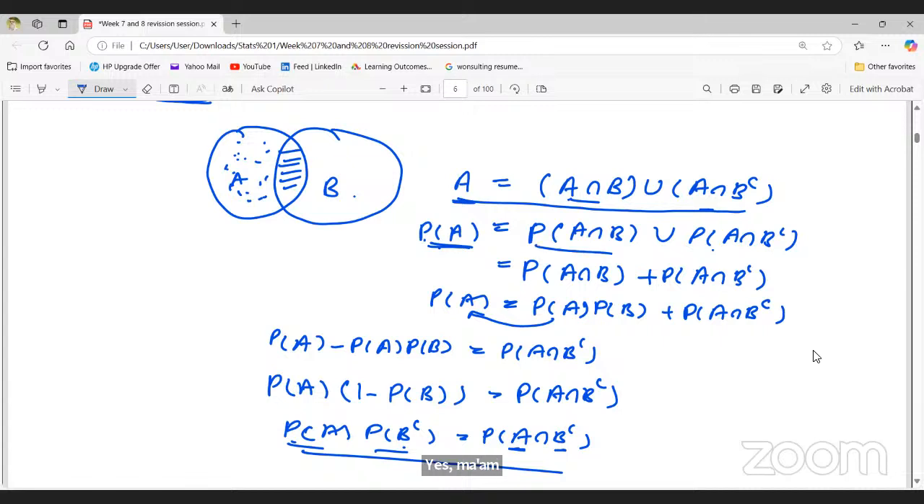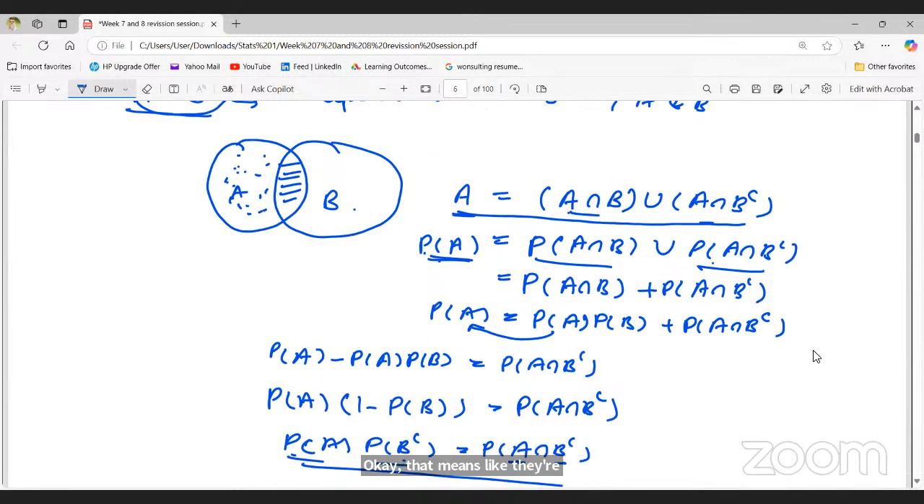these are mutually exclusive events. Okay, that means they are mutually exclusive. What do you mean by mutually exclusive? That they are disjoint events, and the intersection is empty. Fine. Yes, ma'am.